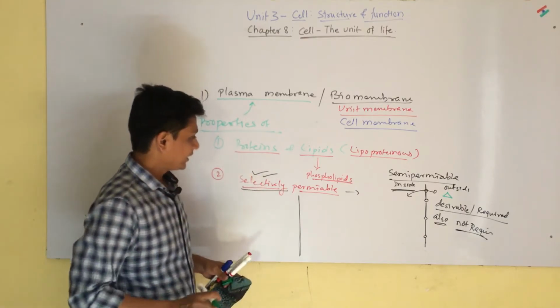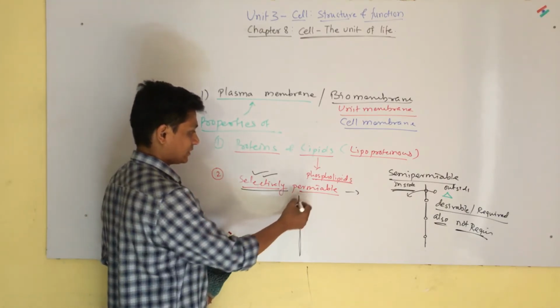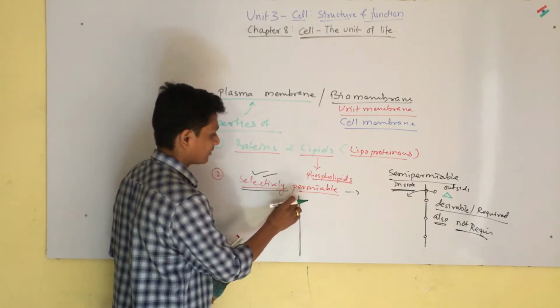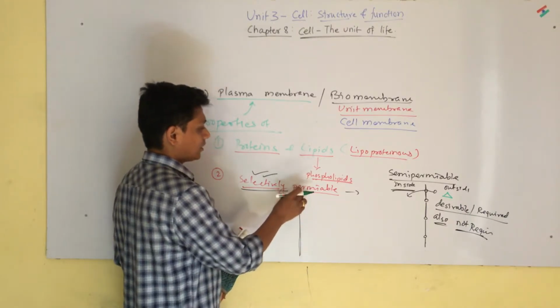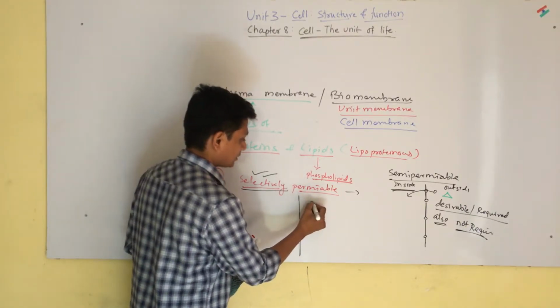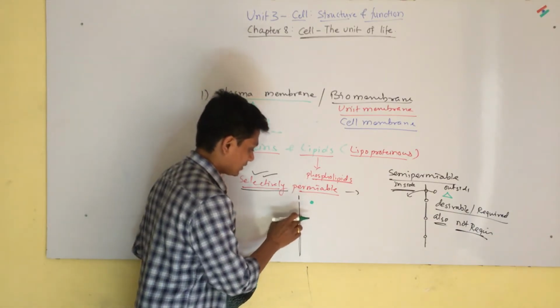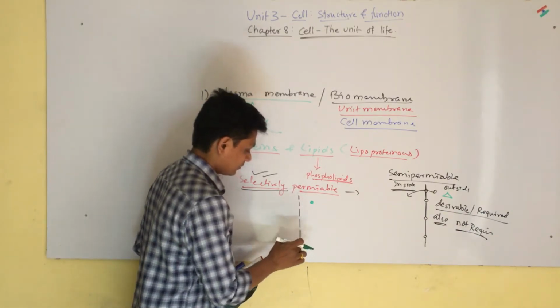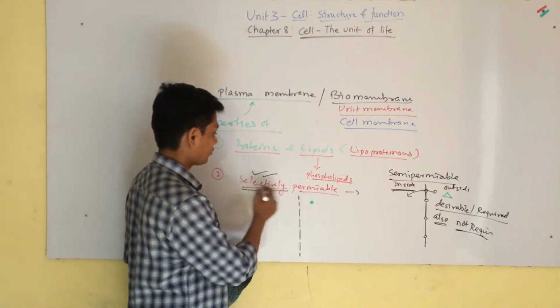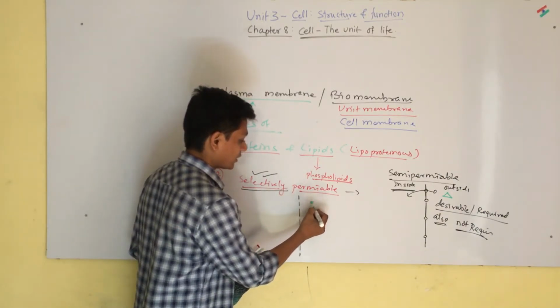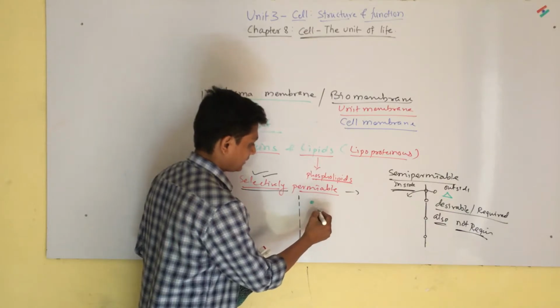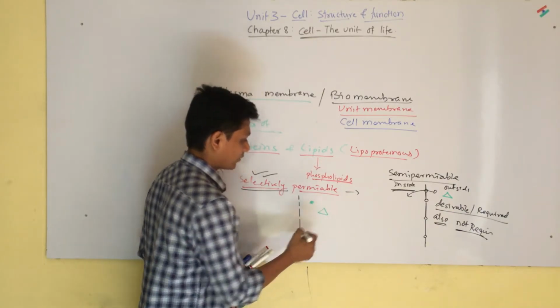But in this selectively permeable nature, suppose this is a selectively permeable membrane, what happens? This is a size which is smaller than the aperture size of the plasma membrane, which is selectively permeable. This is smaller in size as well as being the material which is required.